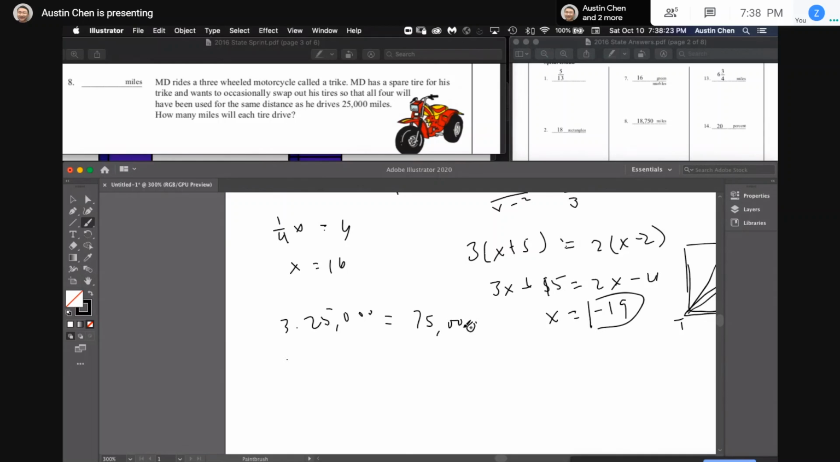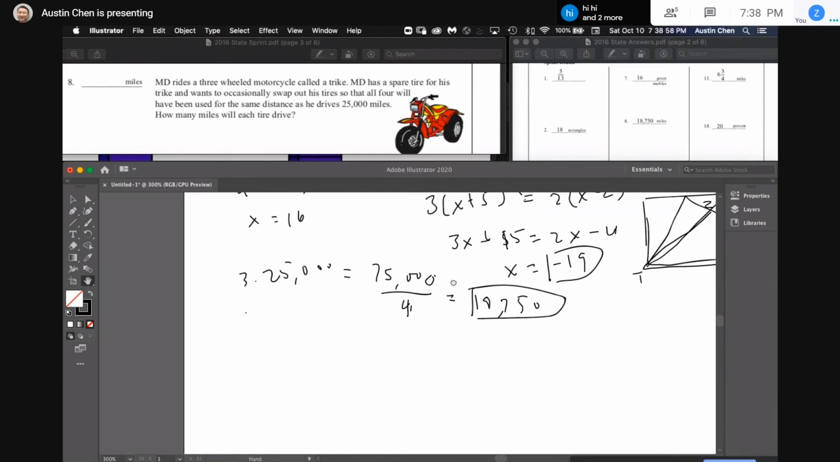So this is the total number of miles that the tires together drive. But we want to separate that equally between four tires. So for each tire, the total number of miles driven is just this divided by four. So we just divide this out. 8 goes into 30 three times, and 30 minus 24 is 6, bring down 0, 8 goes into 60 seven times, and then 40 gives 5. Okay, so then we have 18,750, and that's your answer.